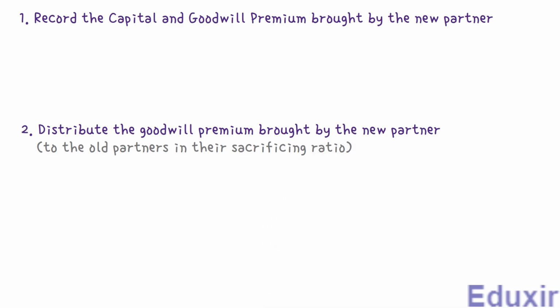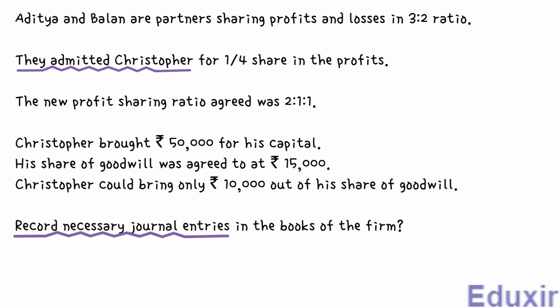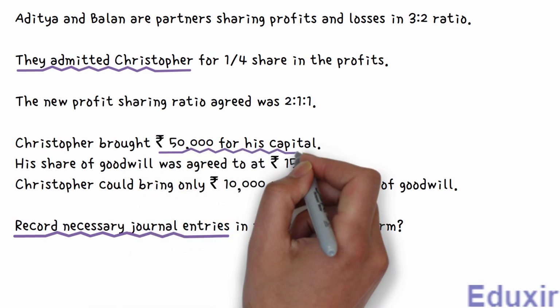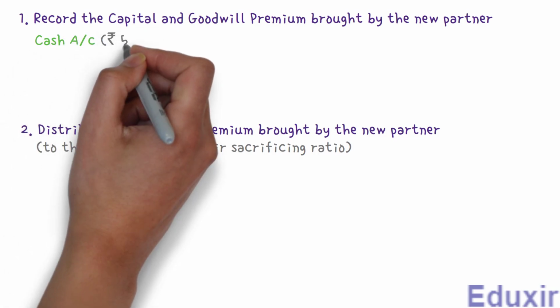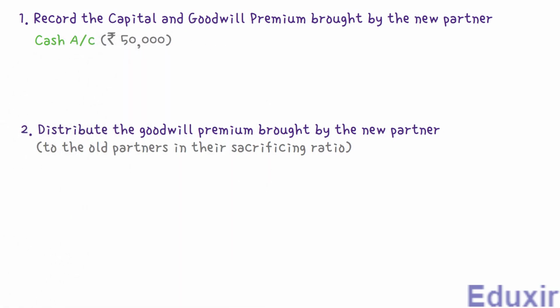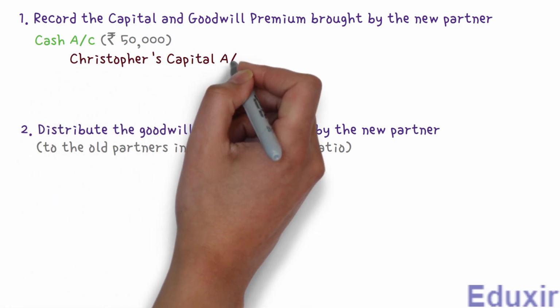Let's start with the first step, wherein we have to record the capital and goodwill premium brought by the new partner. Now, it is given in the problem that the partner Christopher brought 50,000 rupees as capital. When partners bring in the capital, they usually bring it in the form of cash. So, it increases the cash asset available with the business. So, we should debit the cash account with 50,000 rupees. At the same time, as this is the capital brought in by the new partner Christopher, it creates the capital for the new partner in the firm. So, we should create the partner Christopher's capital account with 50,000 rupees.